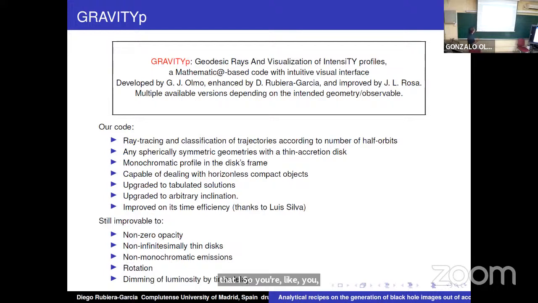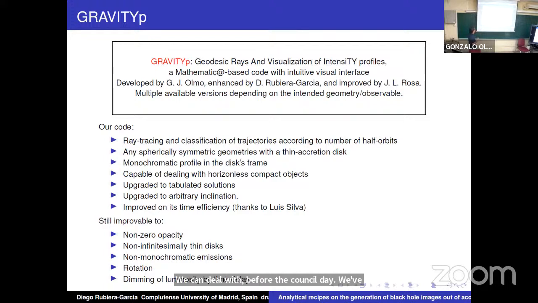So this is what the code does: ray tracing and classification of trajectories. We can deal with any spherically symmetric geometry as long as the thin disk is present. We can deal with horizonless compact objects, different kinds of them. We can already tabulate the solutions for boson stars, with orbital inclination, applying the disk in many ways.